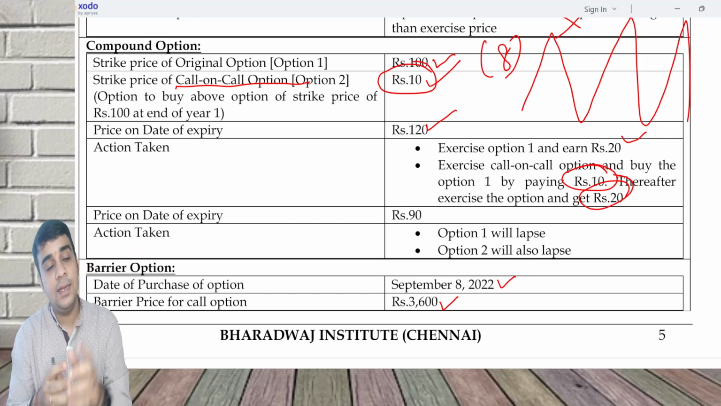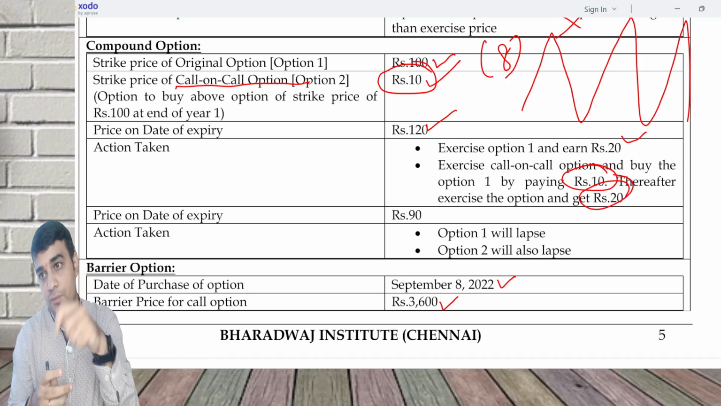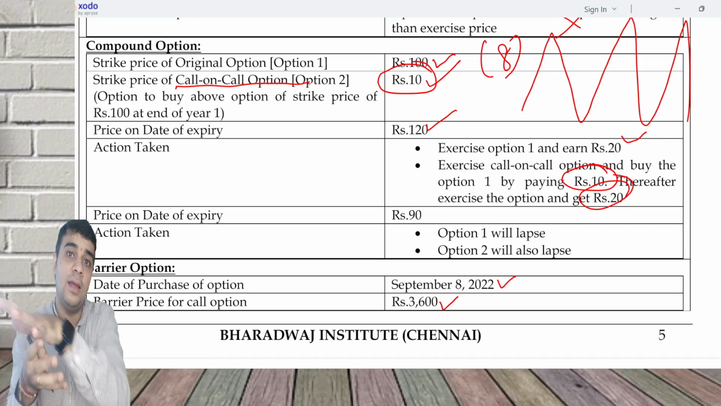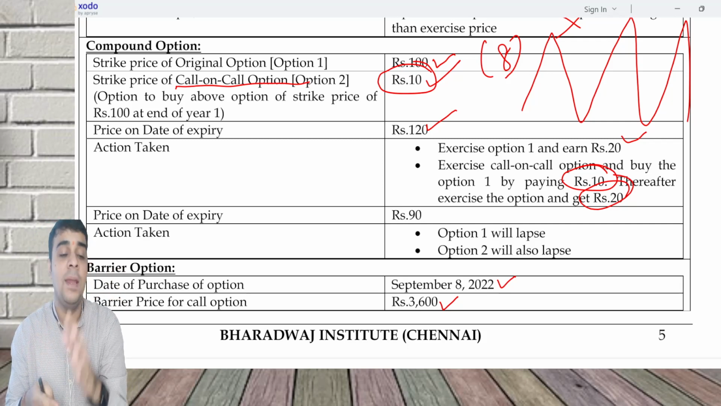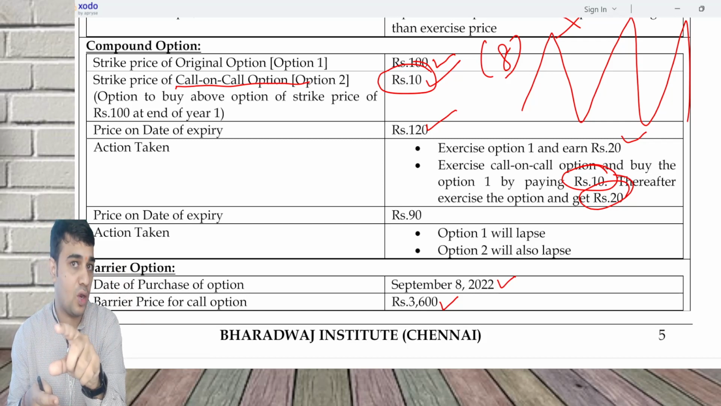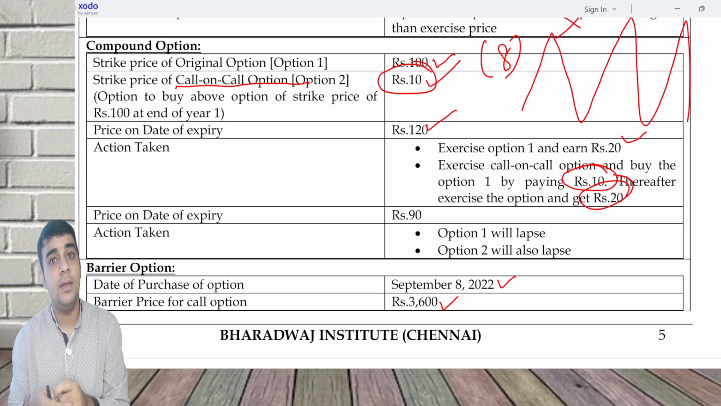So basically, this call on call option, when do you want to buy? That depends on the terms. It could be an in between time. It could be the last time also. It could be the end time. Basically, I will exercise that call on call if I'm likely to get more than 10 rupees.